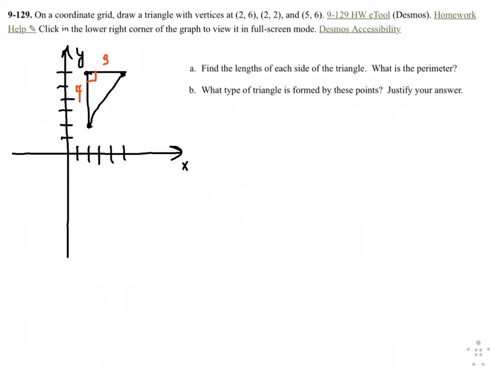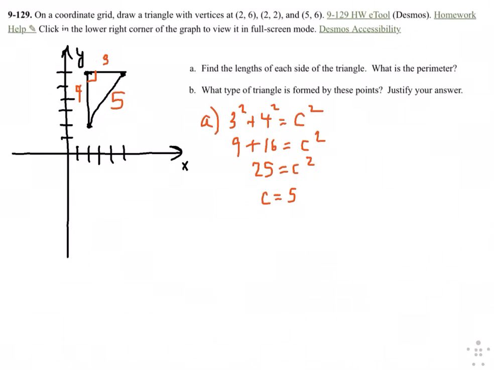So now we can find the missing side, right? Find the lengths of each side of the triangle. So for A, right, we would have 3 squared plus 4 squared equals C squared. 9 plus 16 equals C squared. 25 equals C squared. So C equals 5. So this one right here, the missing one, is 5.